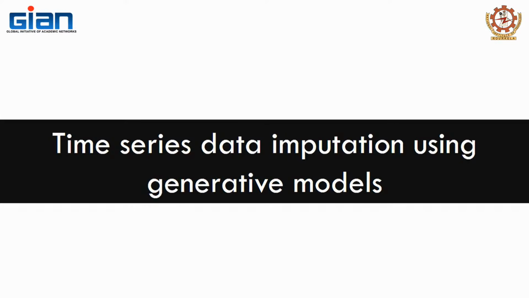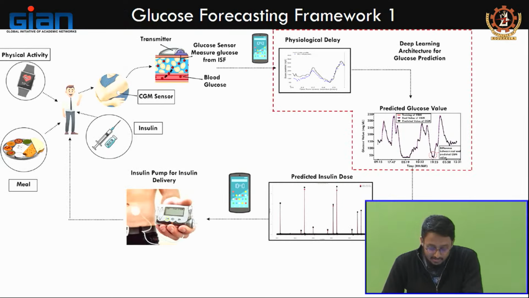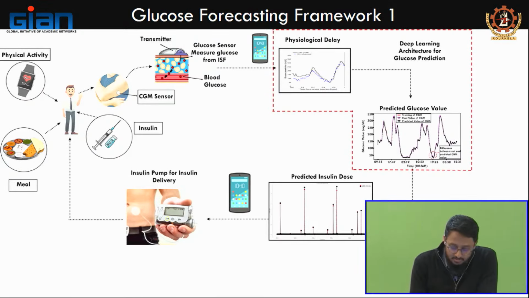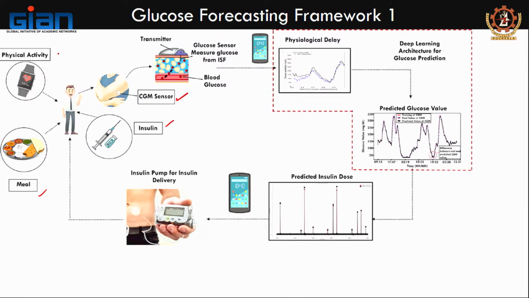So, coming to our application, how can we use this? This is more of a classification approach, whereas our application is more of time series forecasting. So, what to do there? This is our overall system where we have different inputs: the CGM sensor, insulin, meal, and physical activity. There are chances that you might have missing data points in all these 4 inputs.